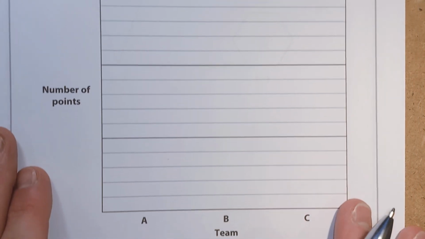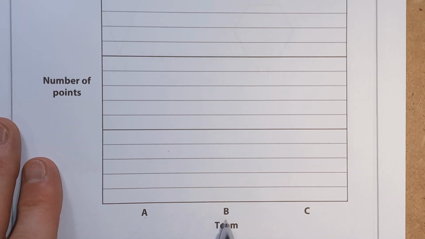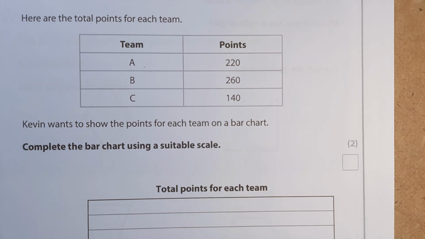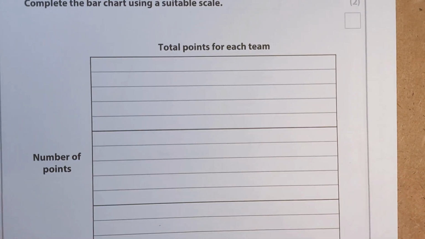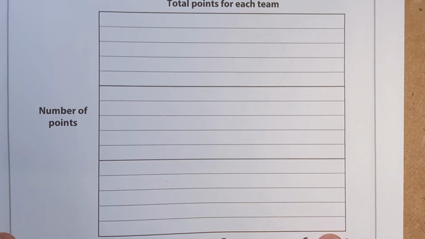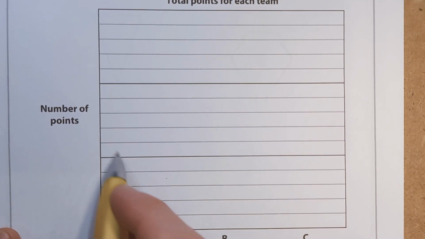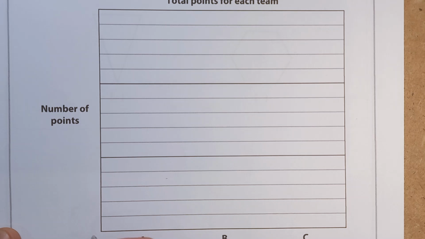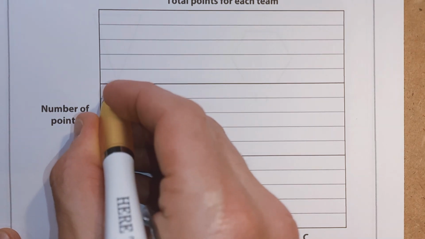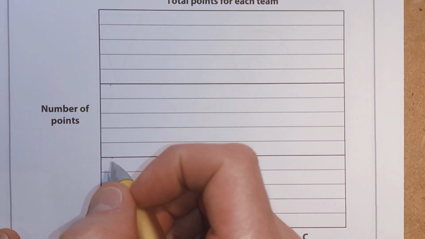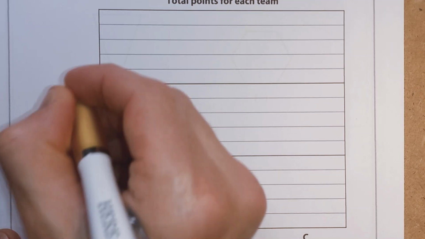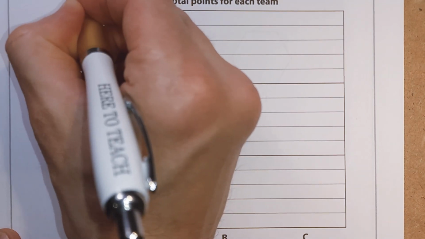So they've started drawing it for us. We've got teams A, B and C, and we've got points up here. We always want to start by looking at the highest amount of points, which is 260, because we need to go up to at least that number. We've sort of got it split into 3 sections. So maybe if we're going to start with 0 at the bottom, this could be 100, 200, 300. And that way everything's going to fit in because we know the most we're going up to is 260. So I'm going to do it like that.